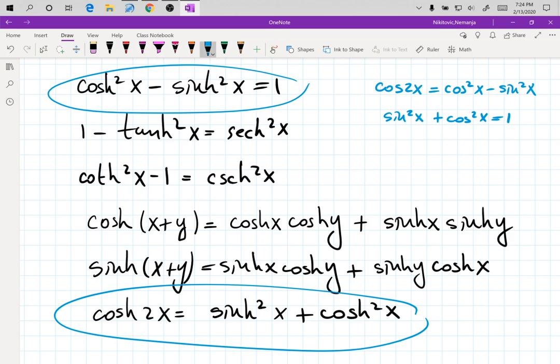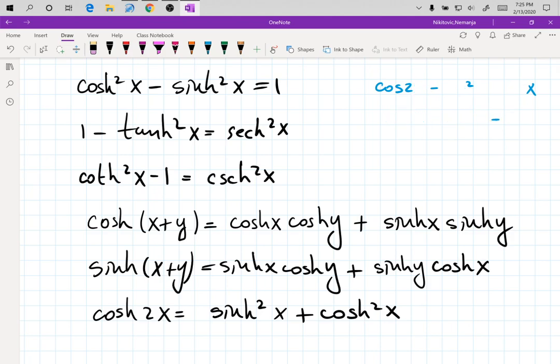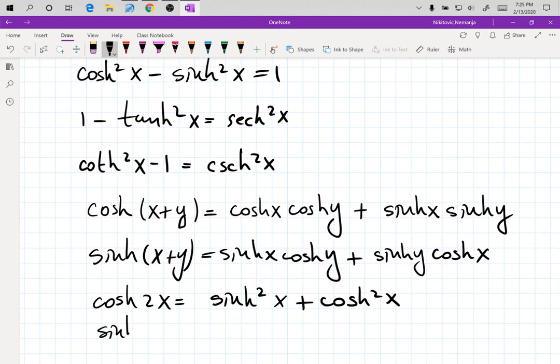But you will need the trig identities in chapter 8 a lot and chapter 12 as well. So, yeah. All right, so what else? The next one is the same. Sine hyperbolic 2x is 2 sine hyperbolic x cosine hyperbolic x.